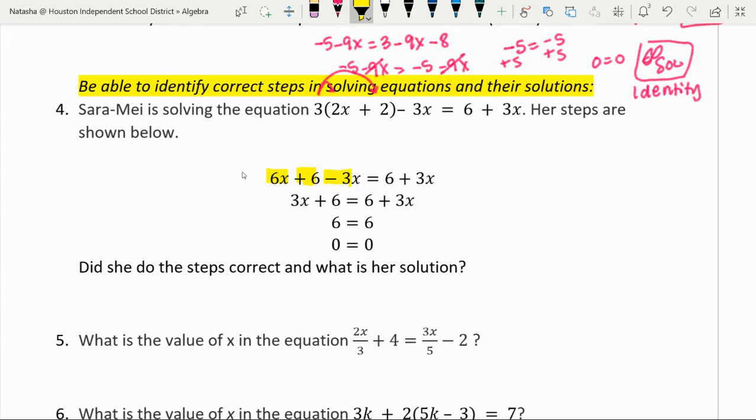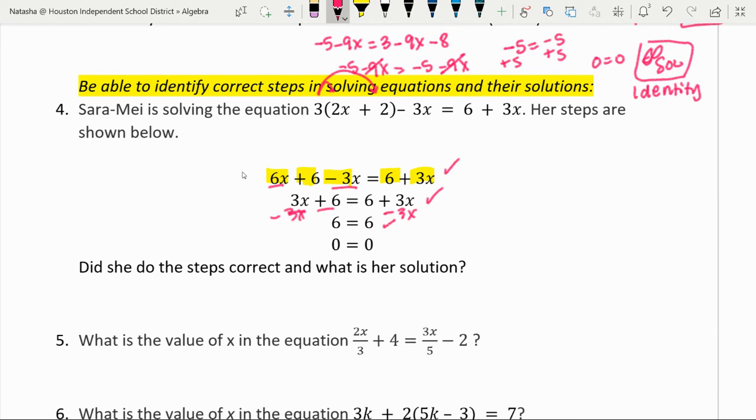So far, her steps are looking really good. 6 plus 3x, okay, that's correct. Now she combines like terms. So she has 6x minus 3x, which simplifies to 3x, brought down the 6. So that's correct. She brought down the 6 plus 3x. So far we're correct. Then it looks like she subtracted 3x from both sides because it's eliminated in her next step. If the 3x is eliminated, which it is because we would subtract 3x from both sides, that would give you 6 is equal to 6.